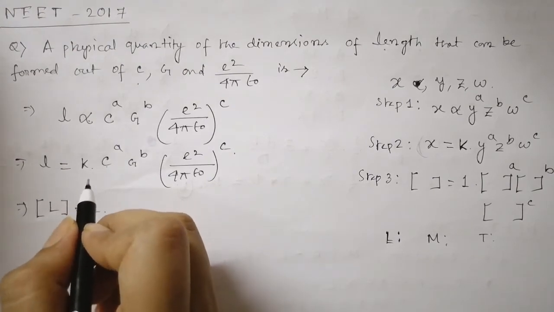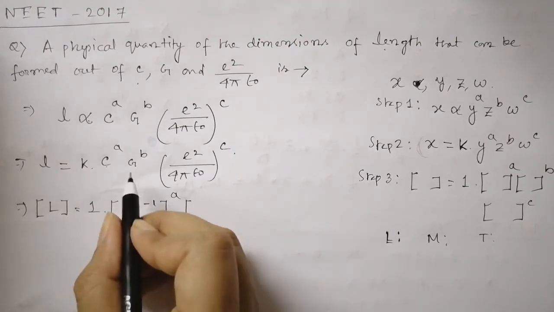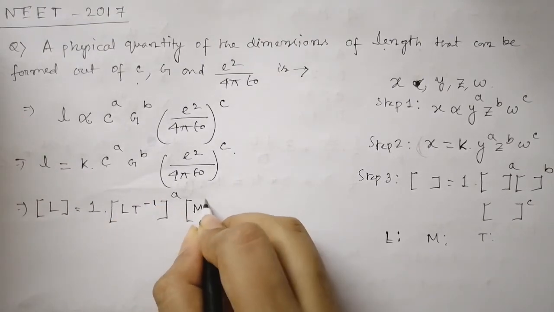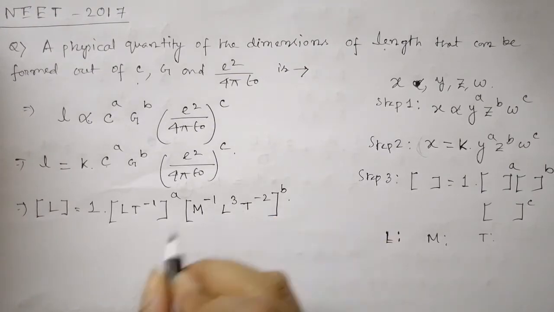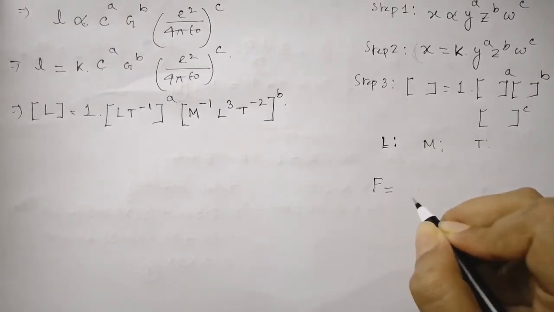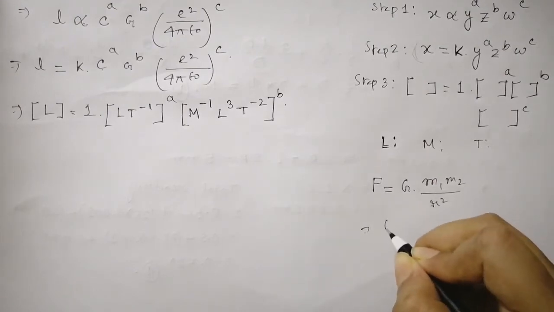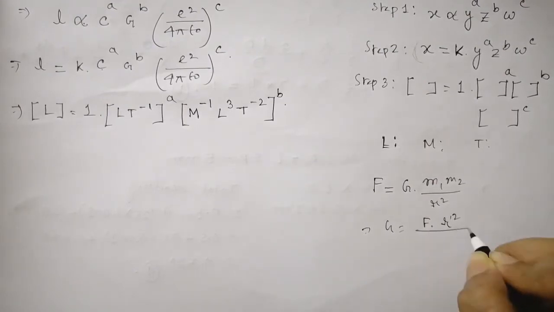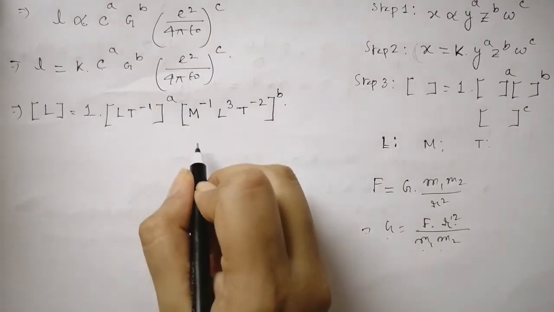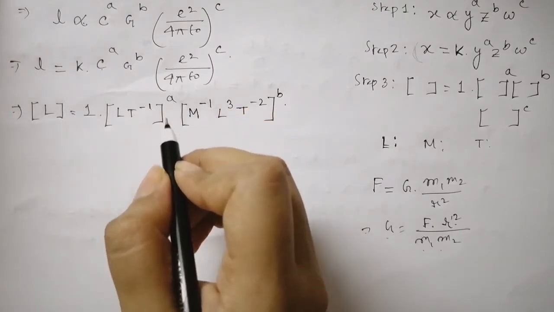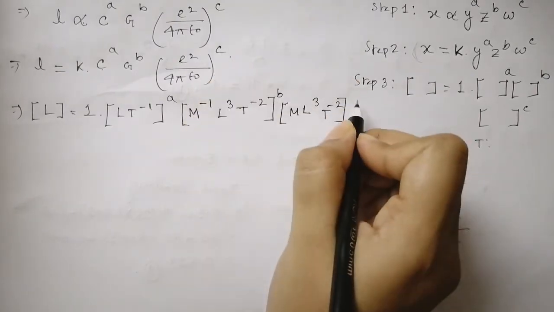What is c? c is the velocity of light. So velocity is LT inverse to the power a. The dimension of gravitational constant is M inverse L cube T to the power minus 2, whole to the power b. How did I get this? You know the formula of gravitational force, F equal to G m1 m2 by r square. Then G will be F into r square divided by m1 into m2, and you will get the dimension of G. Put the dimension of e square by 4 pi epsilon naught, M L cube T to the power minus 2, whole to the power c.